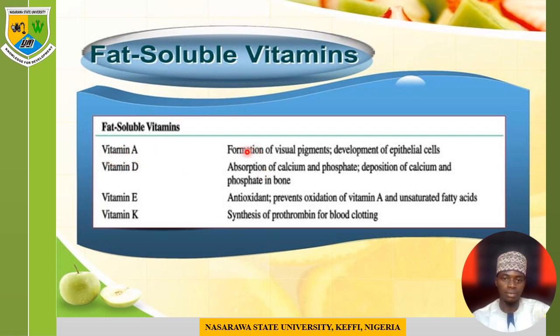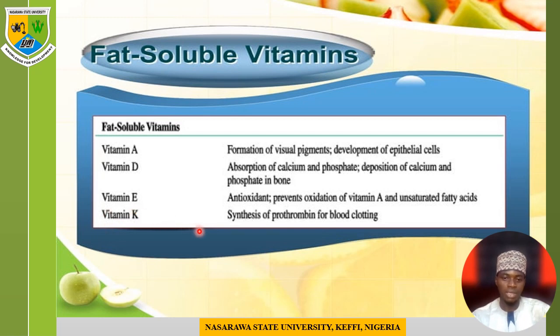Vitamin A aids in formation of visual pigments like rhodopsin and iodopsin, that is the rods and cones, and development of epithelial cells. Vitamin D helps in absorption of calcium and phosphates, and deposition of calcium and phosphate in the bone, in which deficiency in vitamin D can lead to rickets or osteomalacia. Vitamin E serves as antioxidant to prevent oxidation of vitamin A and unsaturated fatty acids. Antioxidants are very important because they reduce the formation of free radicals in our system. And free radicals can lead to many diseases like cancer, cardiovascular disease, hypertension, and the like.